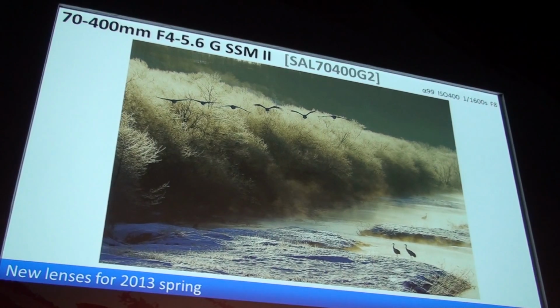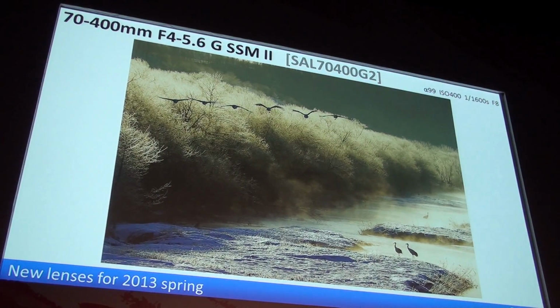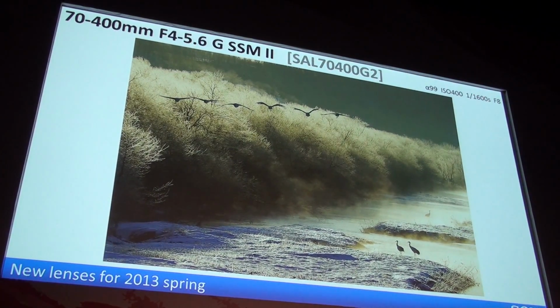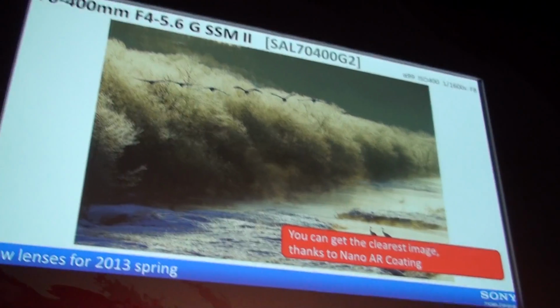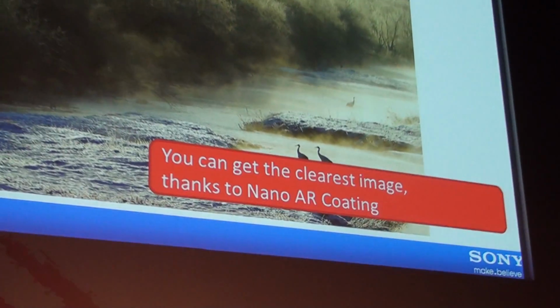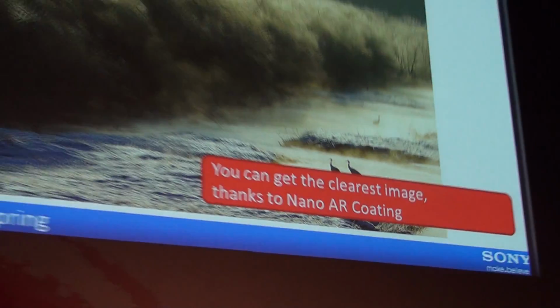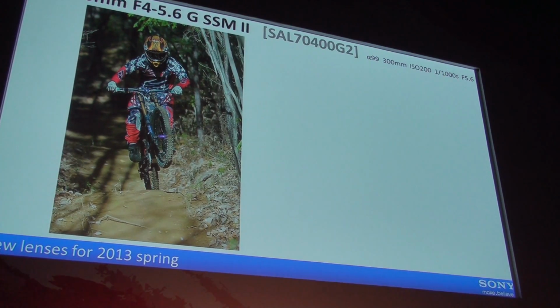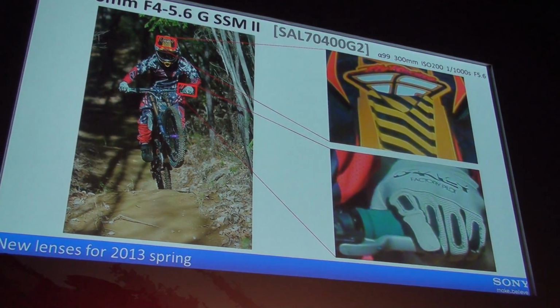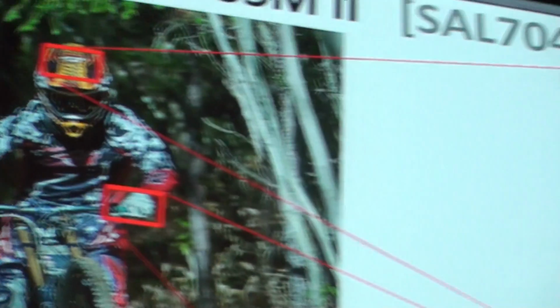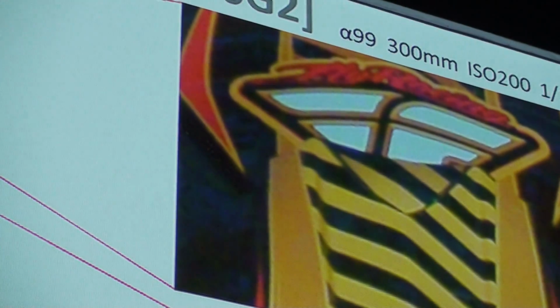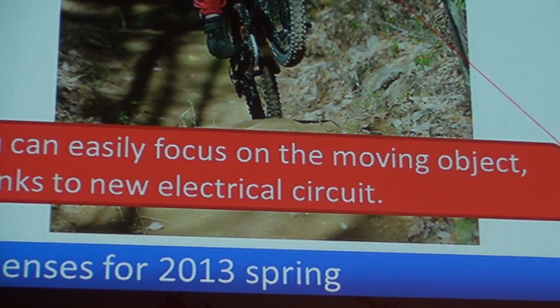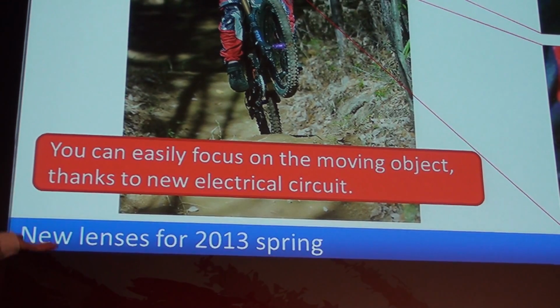This slide shows the sample images. Yeah, you can get the clearest image thanks to the nano air coating. This image shows the fast focusing. Yes, a moving object is stopped like this. So you can easily focus on the moving object thanks to the new electrical circuit.